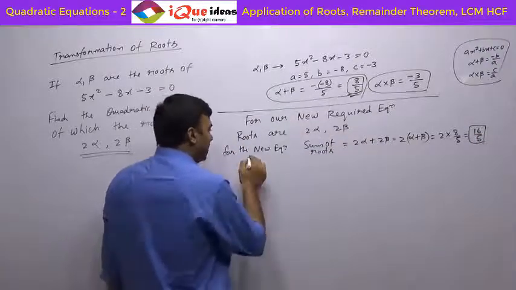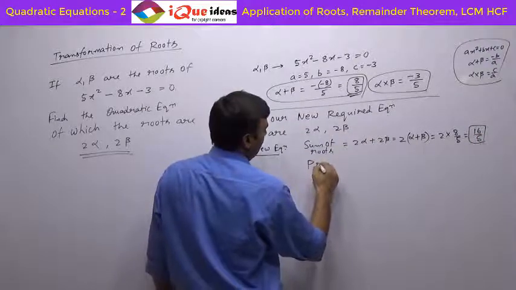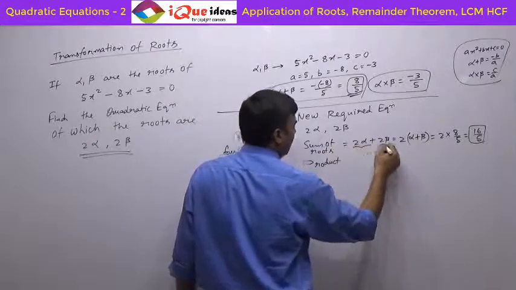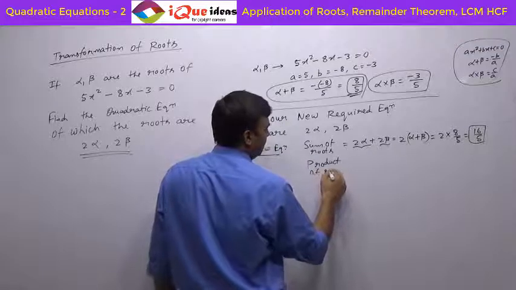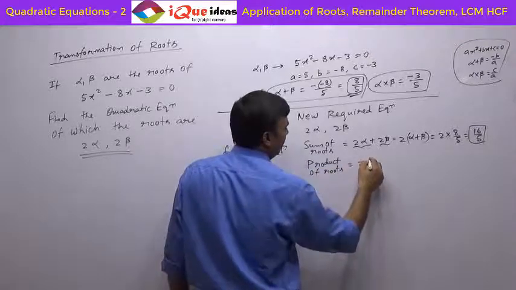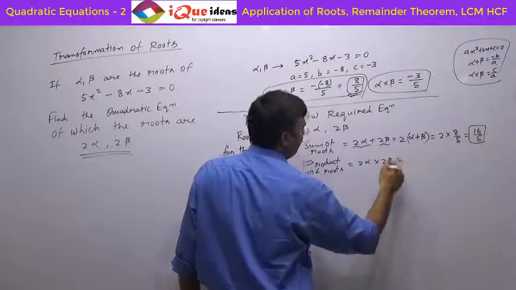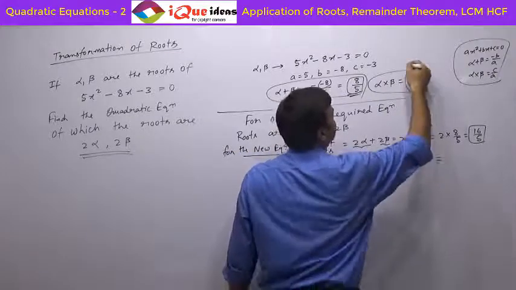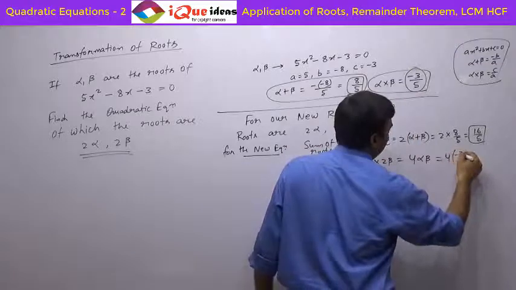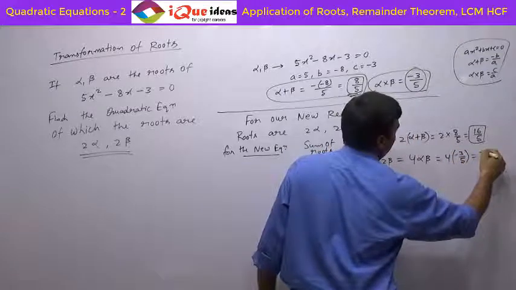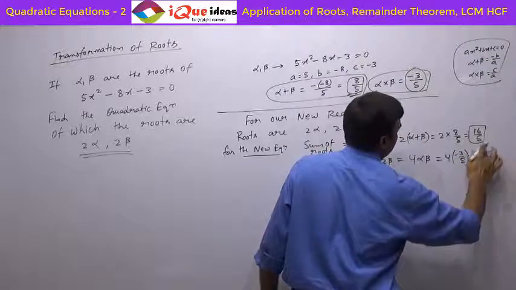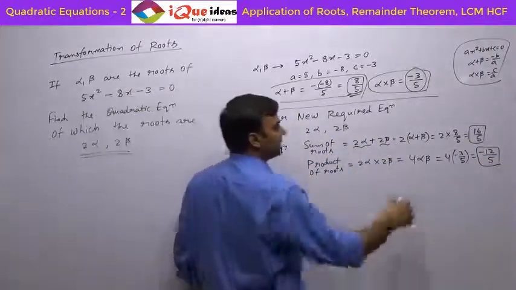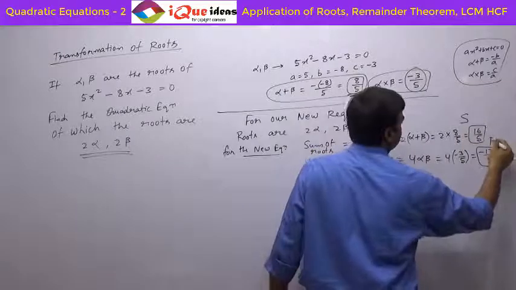Similarly, for the new equation, the product of roots. See, the new equation has the roots as 2 alpha and 2 beta, right? So the product of these roots will be equal to 2 alpha into 2 beta, and that will be 2 into 2, 4 alpha beta. Now we already have alpha beta as minus 3 by 5, so it is 4 into minus 3 by 5, which is equal to minus 12 by 5. Alright, so this is the second part. So we have the sum of roots, that is S, and the product of roots, that is P.